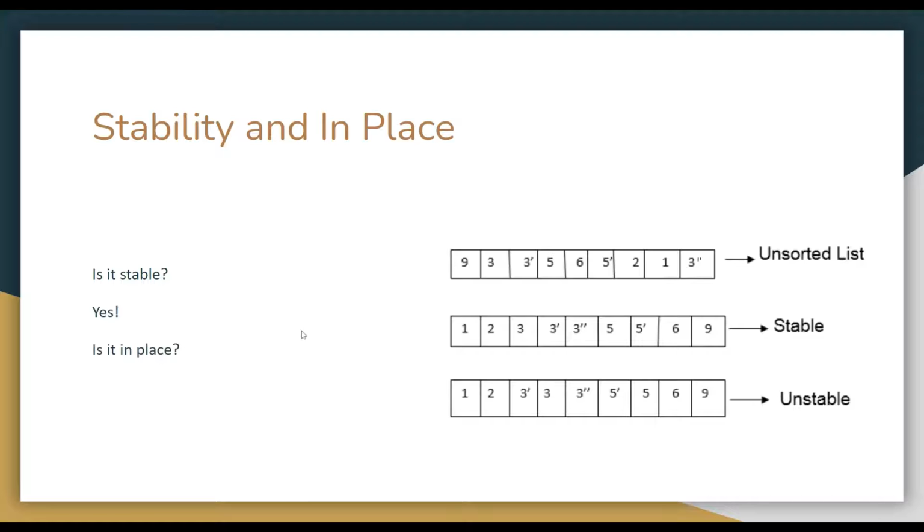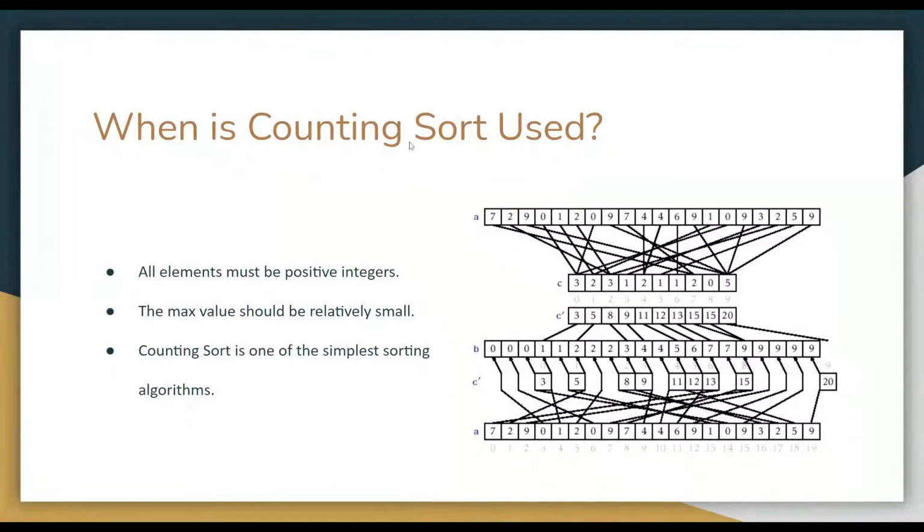Is it in place, meaning is only one array used in the whole algorithm? And the answer to that is no. We have multiple arrays because we have the count array that we need to use. When is counting sort used? Counting sort is used when all of the elements in the array are positive integers and the maximum value of the array is relatively small, less than about 1,000. You look at this picture of a counting sort and you think this is going to be very complicated, but it turns out that counting sort is actually one of the most simple sorting algorithms in computer science.